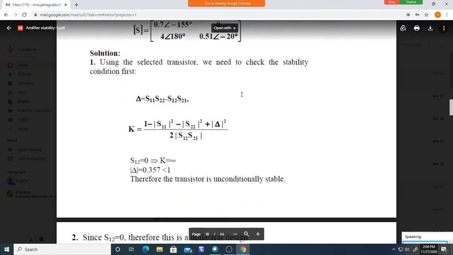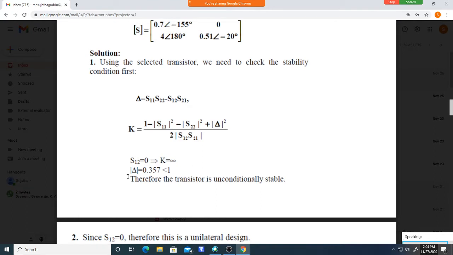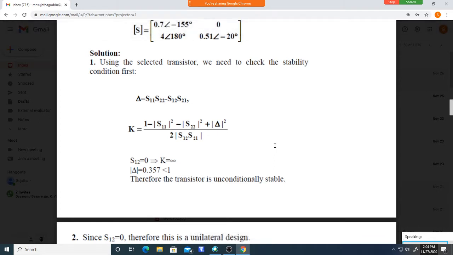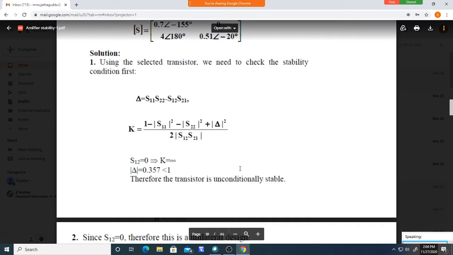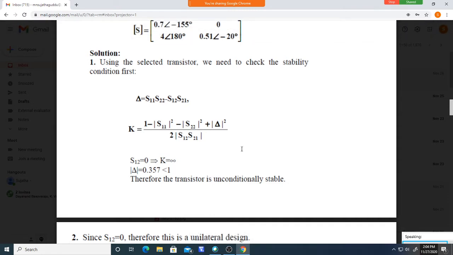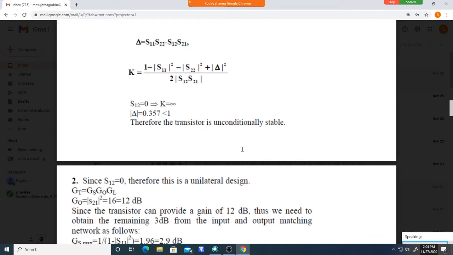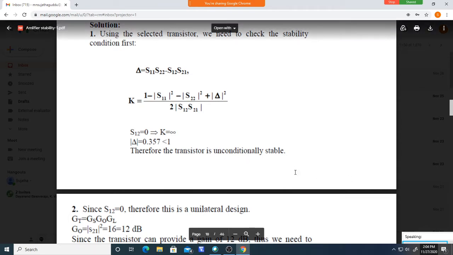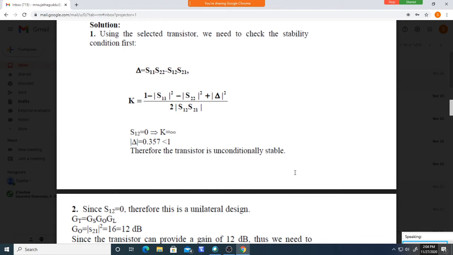Okay, so in the previous problem, for this particular S matrix and for this device, K is equal to infinity and delta is less than 1. So automatically it is unconditionally stable. Unconditionally stable means you need not go for a graphical solution. You can use any impedance on the Smith chart. We came to know from this unconditional stability that any value within the Smith chart can be chosen for ZS and ZL.